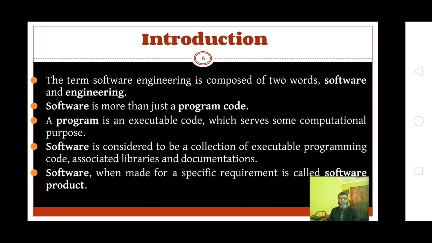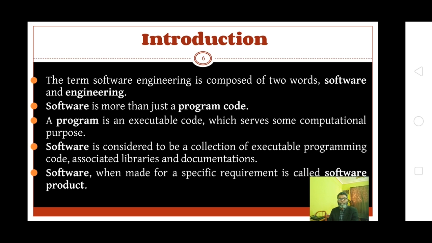So, introduction. The term software engineering is composed of 2 words, software and engineering. A program is an executable code which serves some computational purpose, or in other words, program provides a computer or other machines with the coded instructions for the automatic performance of the tasks.